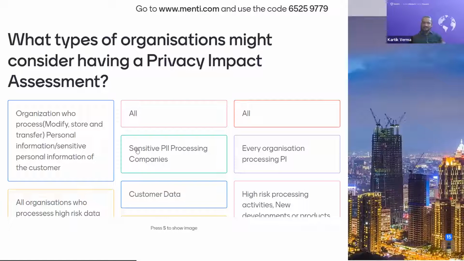But like I just mentioned, as an ideal practice, because PIA is something that safeguards your organization as well, this is something that needs to be carried out as soon as you are collecting PII.